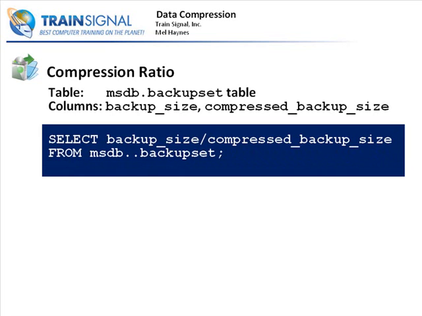So simply doing a select on those two fields, and you don't have to do this exact formula, but you could just simply do a simple ratio. You know, what percentage am I getting of savings there? And I just specifically said MSDB backup to tell it to go to that database.